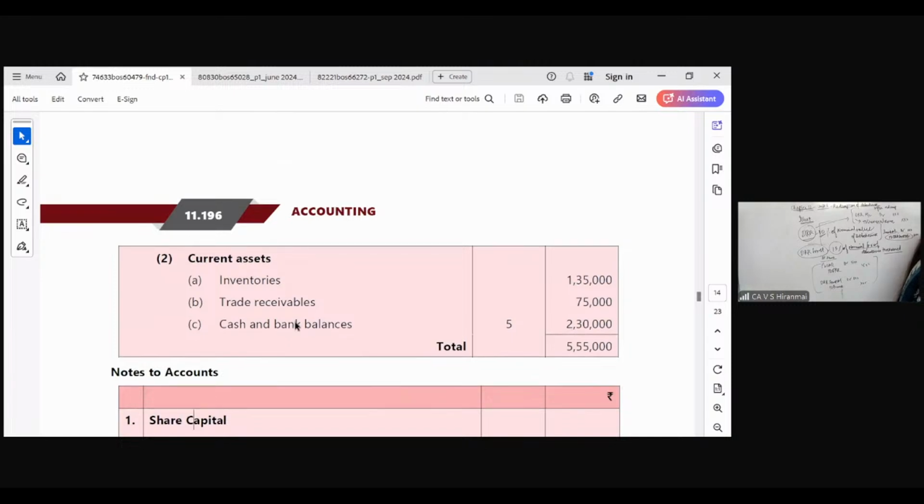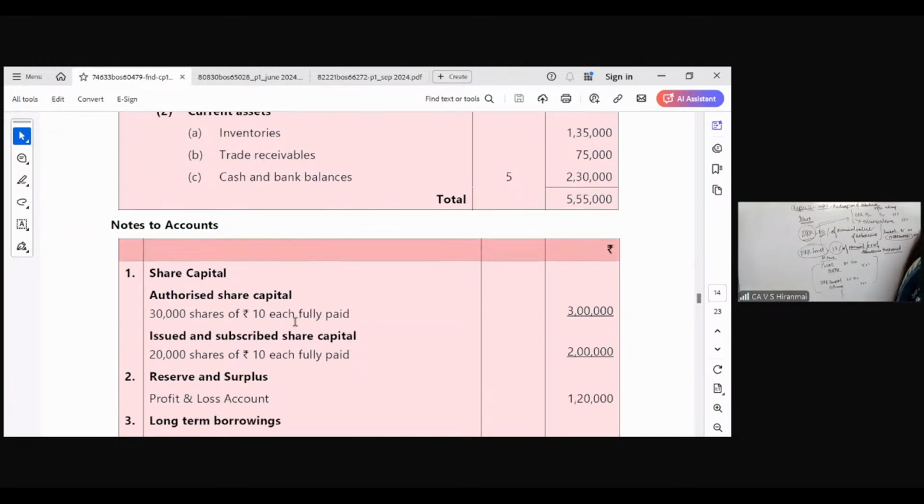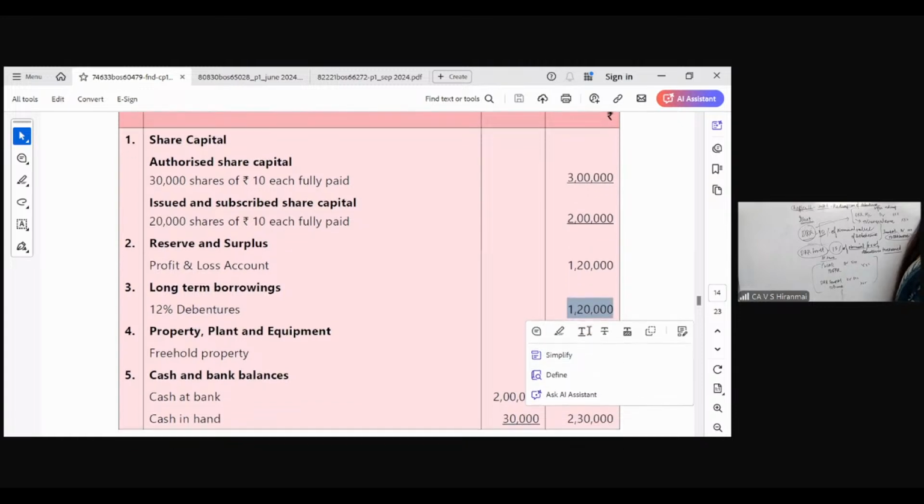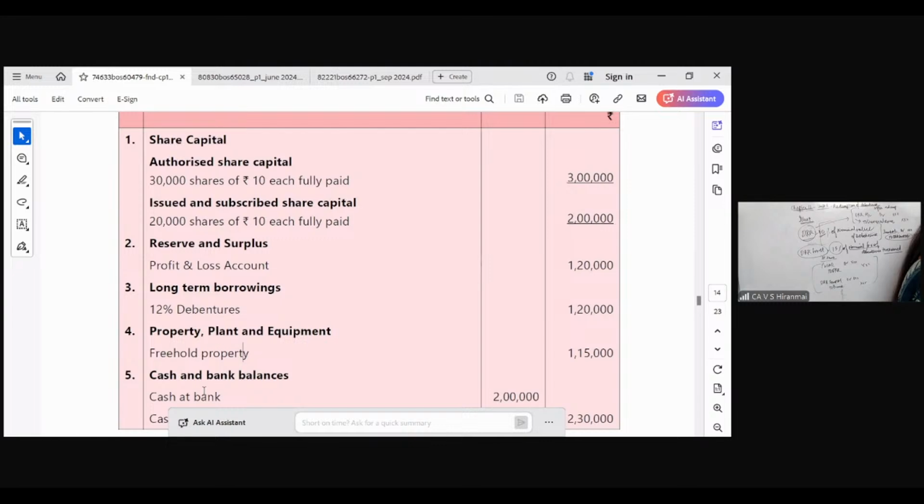Now, notes to accounts, please see everybody. In the notes to accounts, even though the authorized capital is 30,000 shares, how many have been issued? Only 20,000 shares of rupees 10 each, fully paid up. Is there any problem? No, madam. They have given a face value of 10 rupees, fully paid up. Then you have a P&L account of 1 lakh 20. That is the reserves and surplus I told you, P&L account only. Long-term borrowings are totally 12% debentures, 1 lakh 20,000. So that is the value. Property, plant and equipment is a normal freehold property, 1 lakh 15,000. Cash at the bank 2 lakh, cash in hand is 30,000.